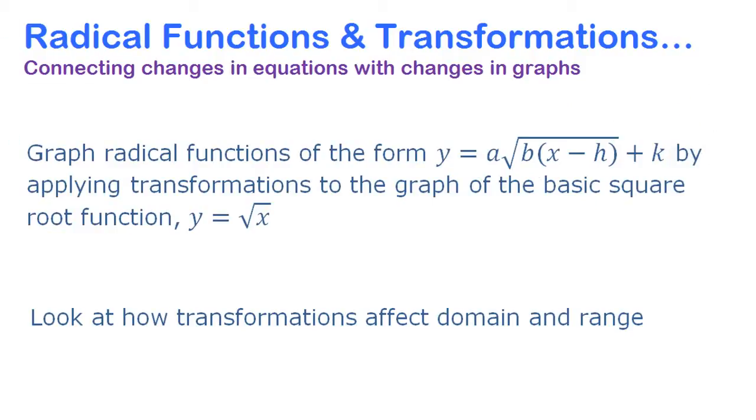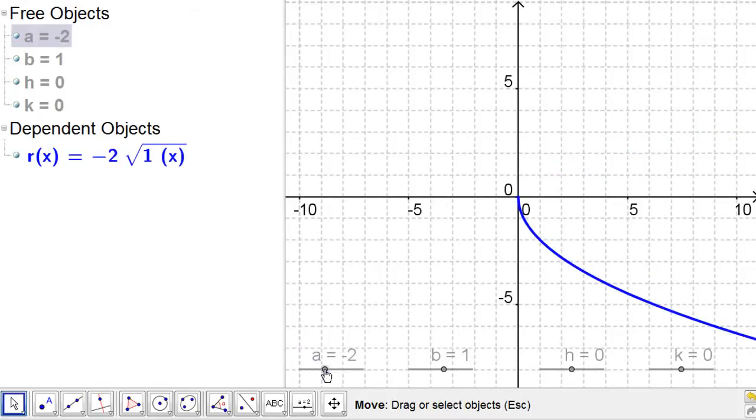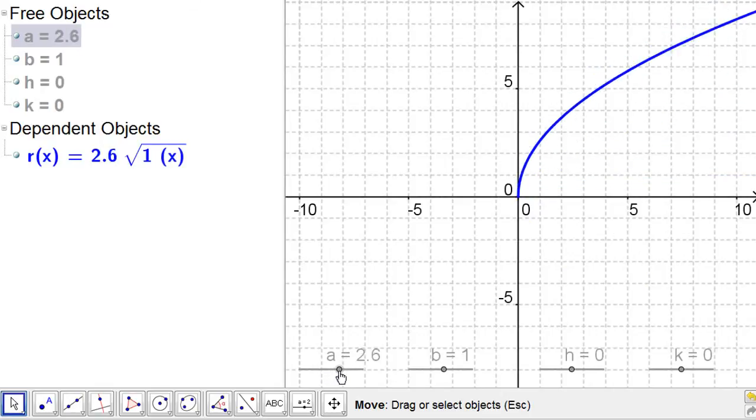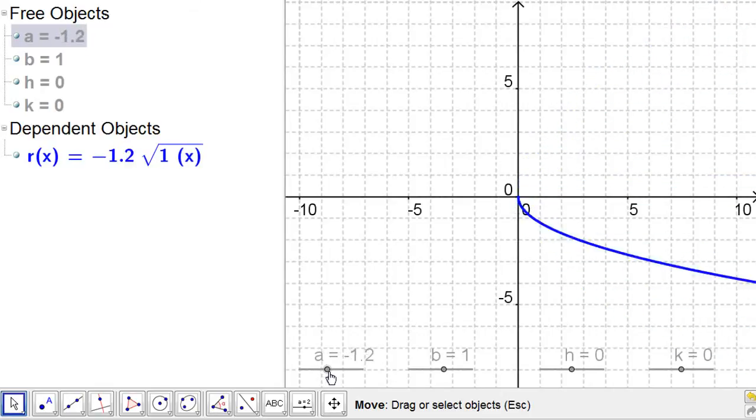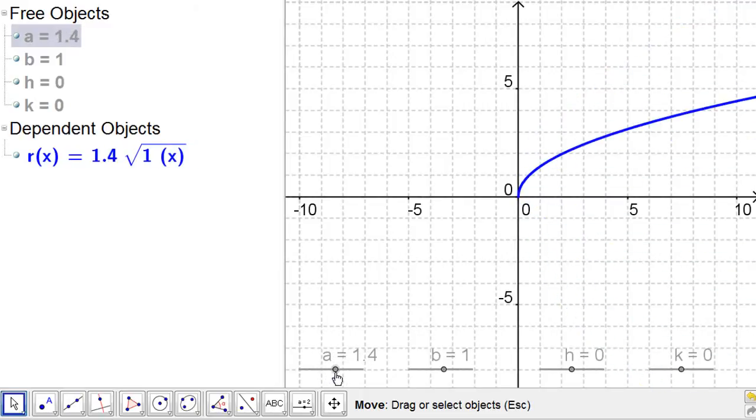Let's look at a graph here that we can make some changes on. This is just the basic square root function. The way this software displays it right now, it says 1 square root 1x, but that's just y equals square root of x. Now, we can make various changes to this, right? We can change that number in front of that function, and that's going to be a vertical stretch, vertical expansion, or compression. We can do lots of other things here.